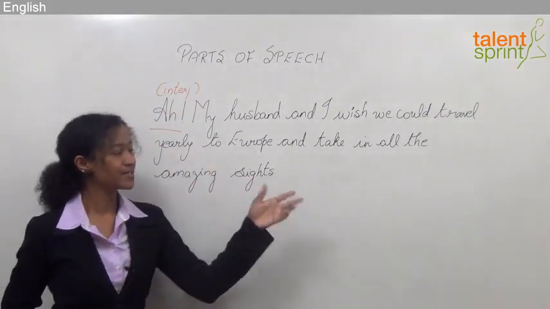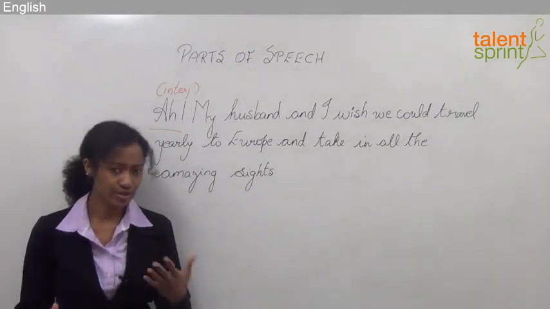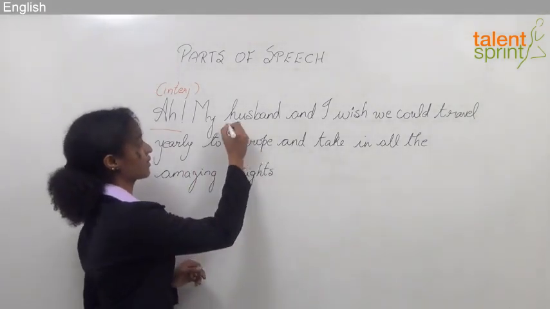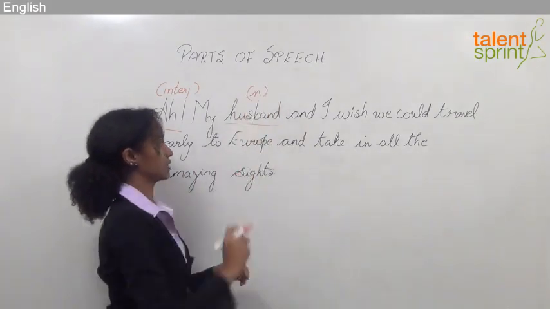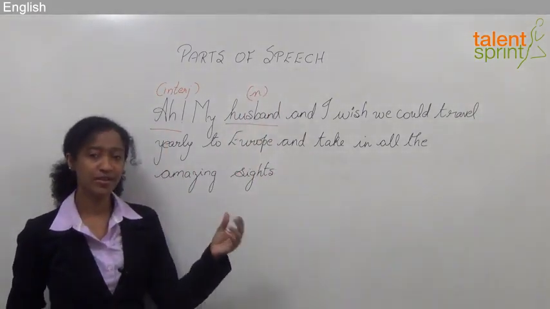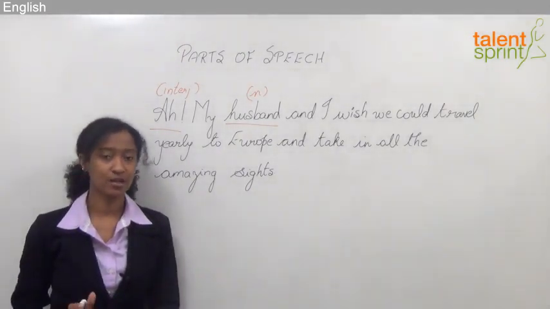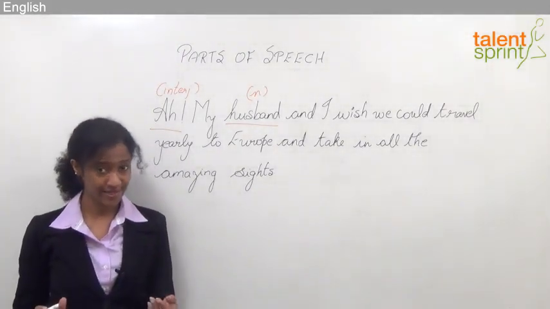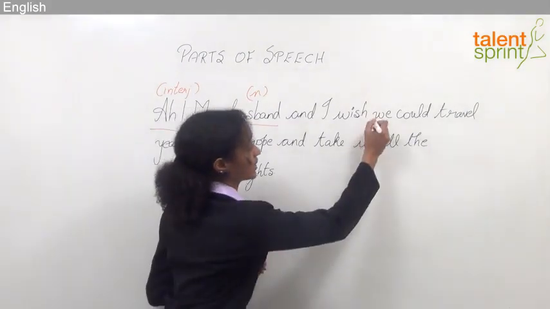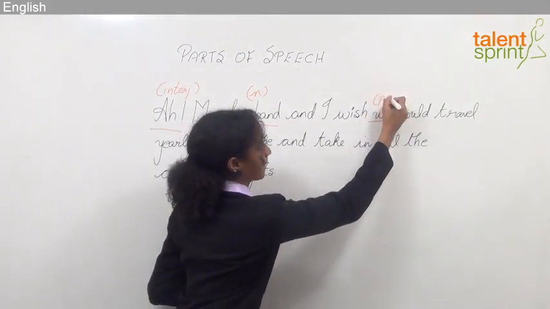Okay, my husband and I. So name of a person, husband, okay, noun, and I. So there is a word that is replacing husband and I. The word that is a noun equivalent that replaces the noun is our pronoun, which is we.